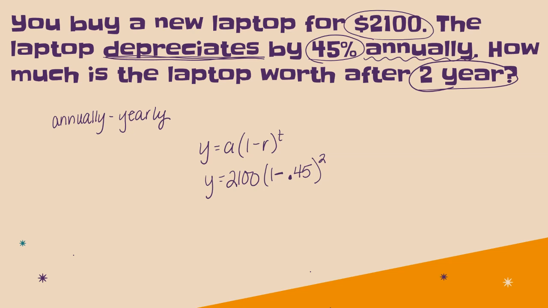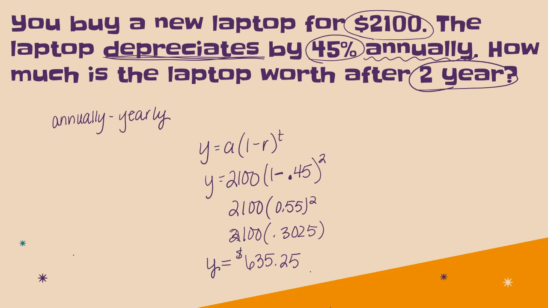So let's evaluate this. We're going to start with the parentheses, and we're going to take 1 minus 0.45, which gives us 0.55. I'm going to write this down so you can see it, but I'm also typing this into my calculator. Next, I'm going to take this to the power of 2, which is 0.3025, and then I'm going to multiply by 2,100. And I end up with $635.25.